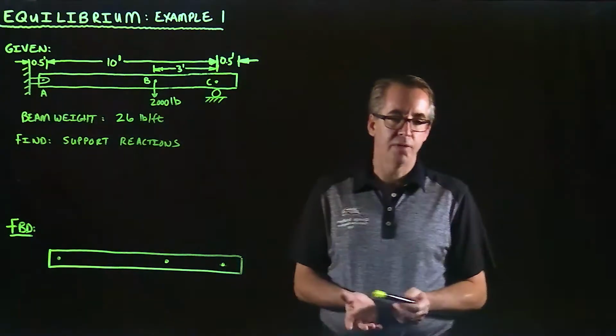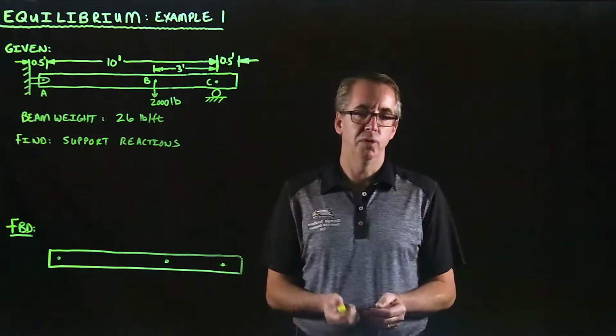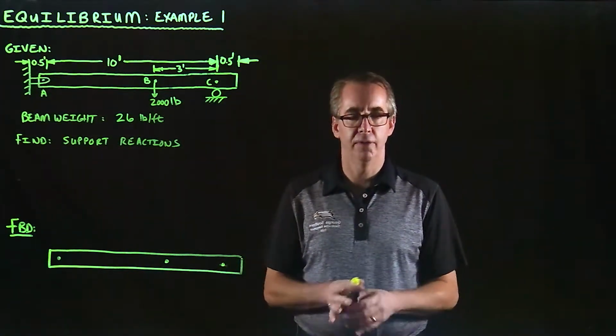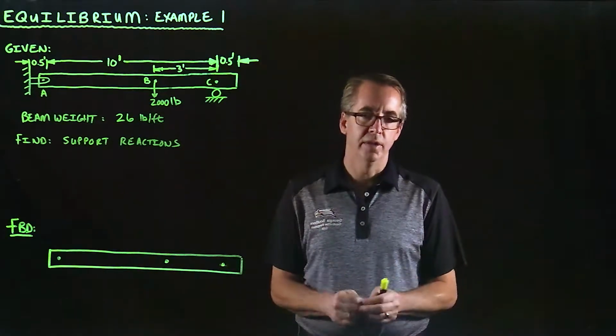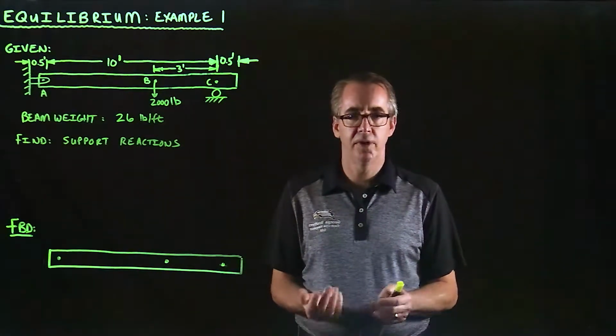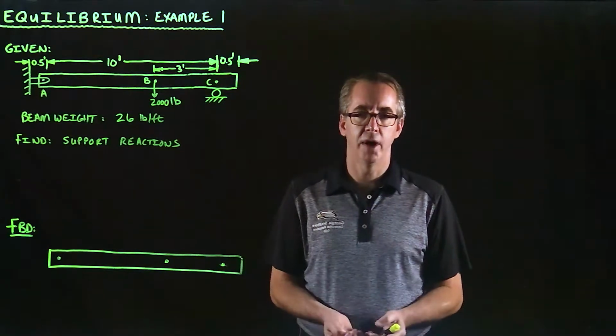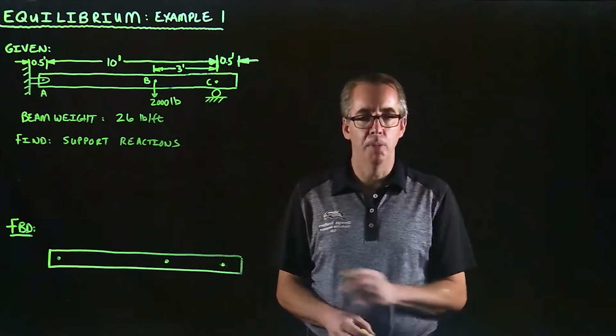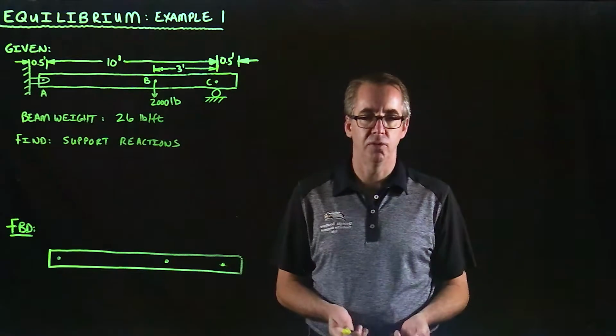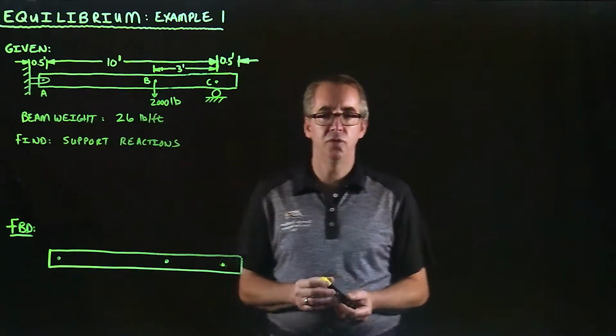So at this point in the class, we've learned about equilibrium. What you now have in your toolbox is that for an object to be in equilibrium, the summation of the forces in the x direction must equal 0, the summation of the forces in the y direction must equal 0, and the moments at any point along that object must also equal 0. So now let's go ahead and just do an example.